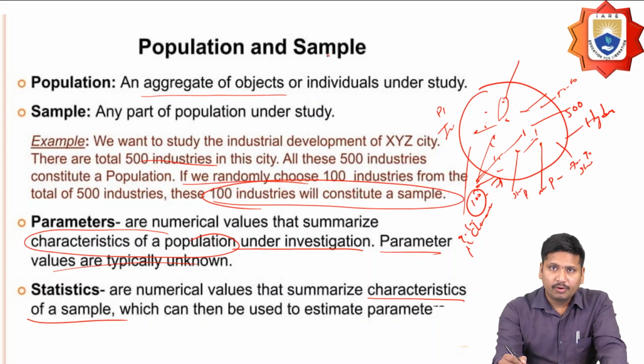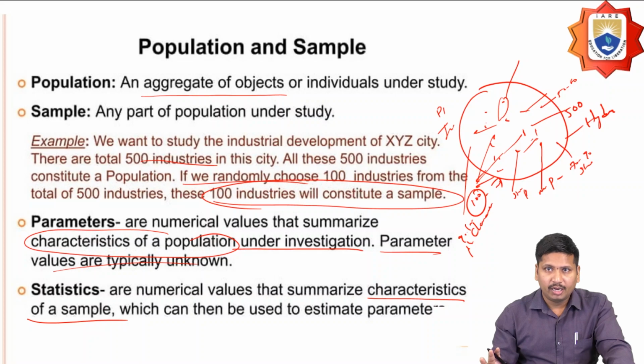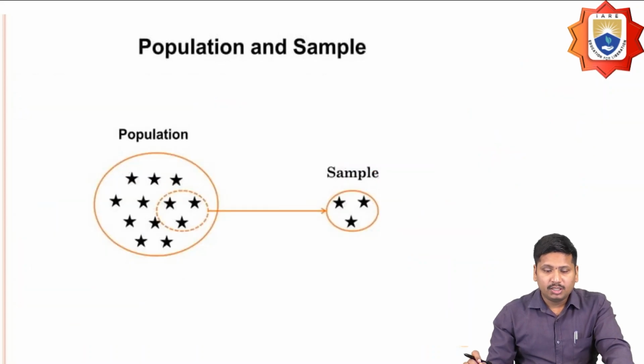So these are some of the basic terminologies that should be learned in population statistics. Population is nothing but the aggregate of objects or individuals under the study, and sample is nothing but any part of the population under the study. Parameters are the numerical values which describe or summarize the characteristics of the population, and the statistics summarize the characteristics of the sample. So see this diagram.